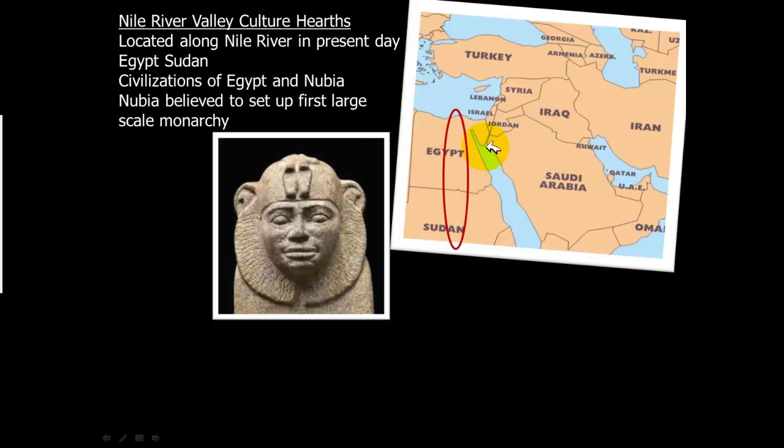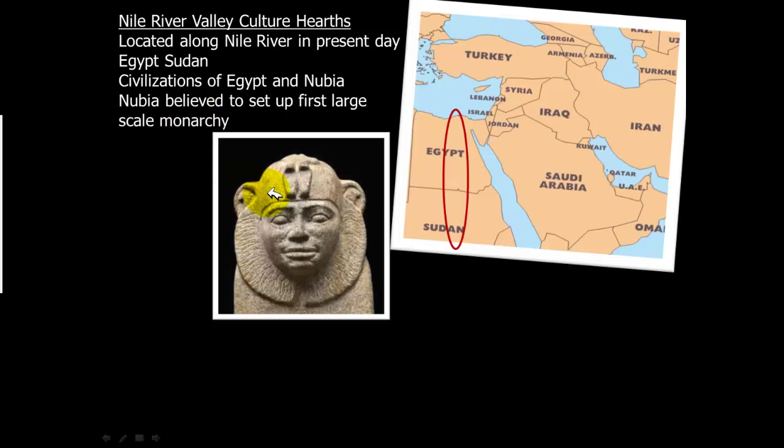Some of the civilizations included here are the civilizations of Egypt and Nubia. And the Nubian civilization is believed to have contributed the first large-scale monarchy. This is important because this is the first large-scale government in human history. It is believed to have come from the Nile River Valley and the Nubian civilization.